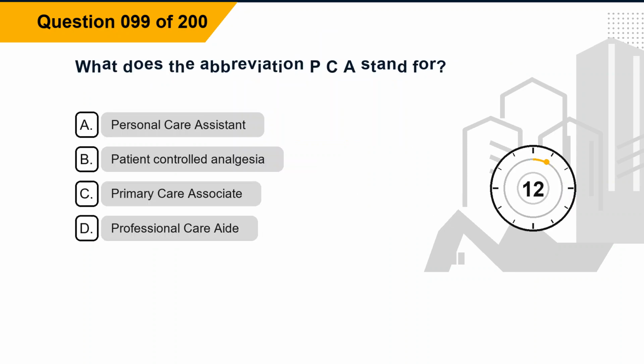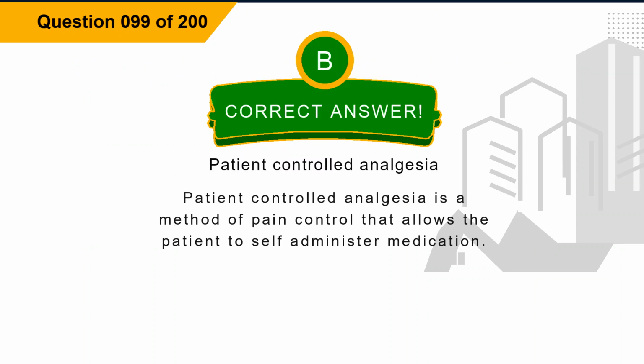Question 99. What does the abbreviation PCA stand for? Option A, personal care assistant. Option B, patient-controlled analgesia. Option C, primary care associate. Option D, professional care aide. The correct answer is option B, patient-controlled analgesia. Explanation. Patient-controlled analgesia is a method of pain control that allows the patient to self-administer medication.